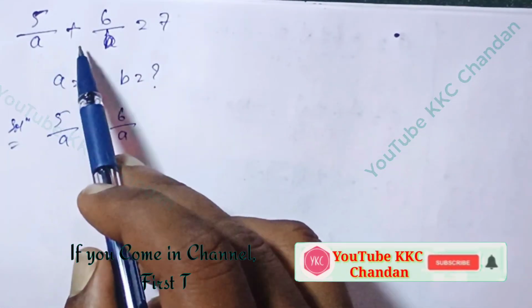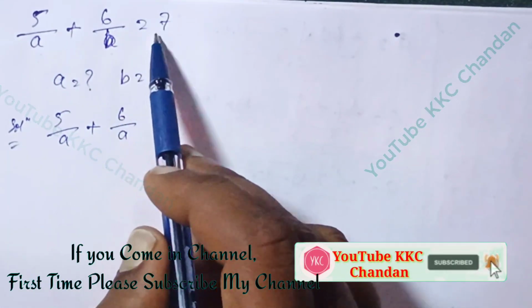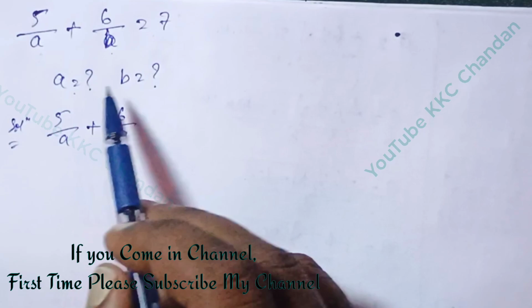5 divided by a plus 6 divided by b is equal to 7. What is the value of a and b?